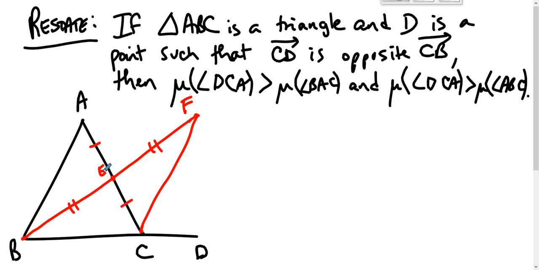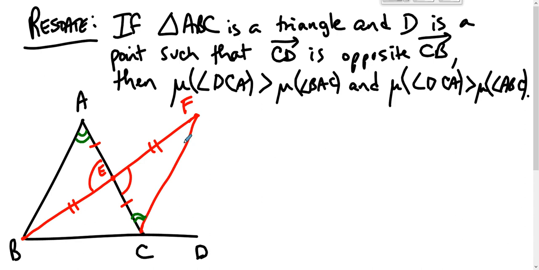We know that angle AEB is congruent to angle FEC because they're vertical angles. And so we know that triangle AEB is congruent to triangle CEF by side angle side. And that means, and this is important, that angle BAE, which is angle BAC, is congruent to angle ECF.